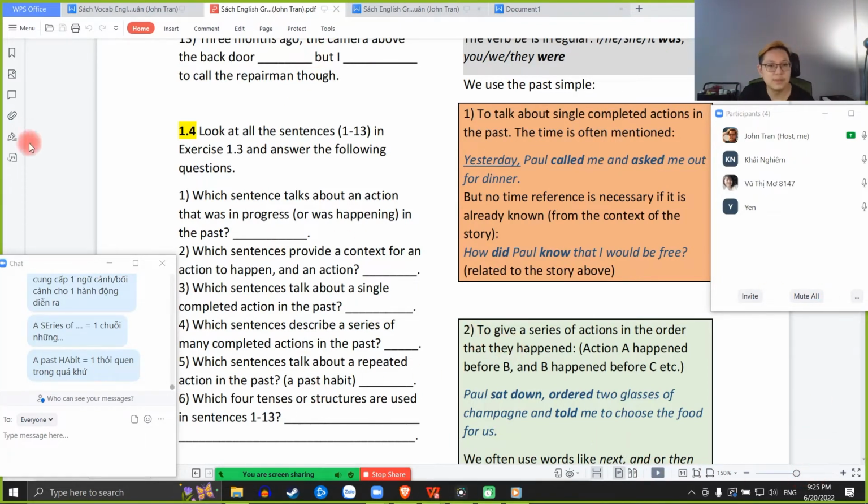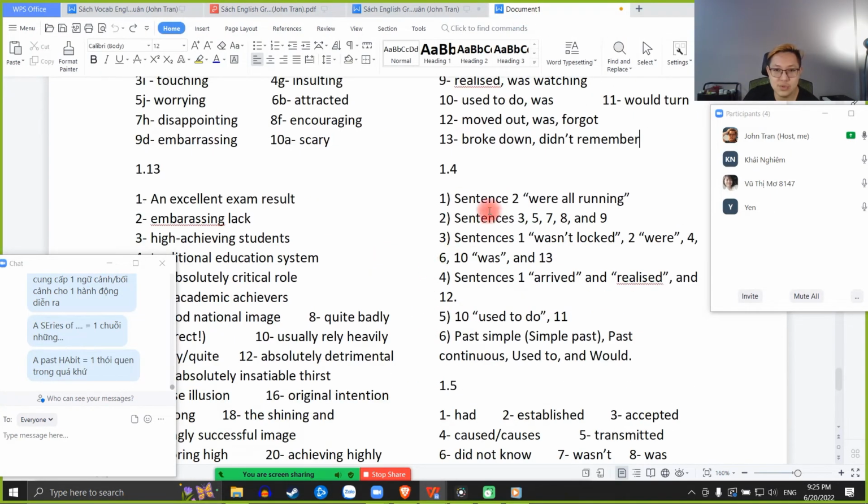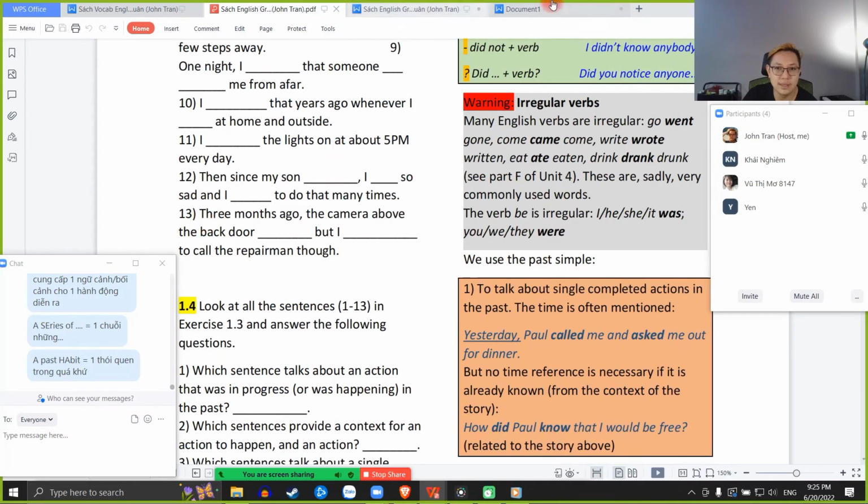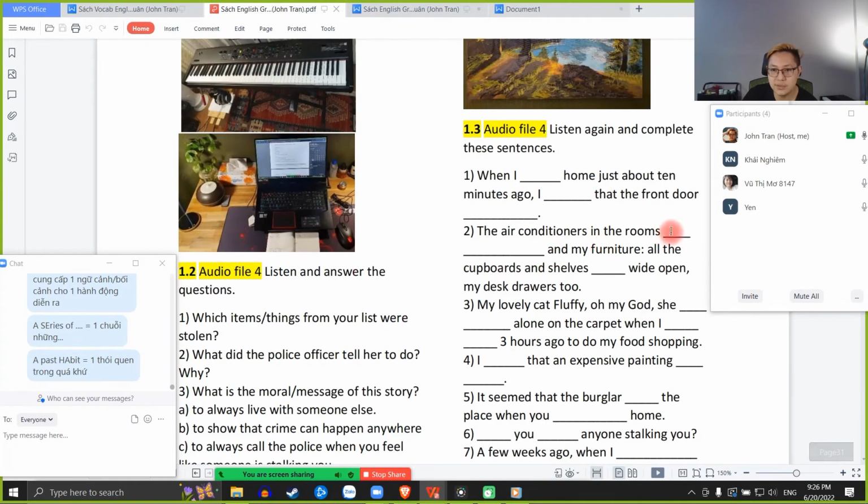Okay, now, so the sentences that talk about an action that was in progress or was happening in the past are basically sentence 2, were all running. An action that was in progress in the past, một hành động đang diễn ra trong quá khứ, đó chính là were all running. So sentence 2, the air conditioners in the room were all running. Những cái máy điều hòa nhiệt độ ở trong những cái phòng đều đã đang chạy, were all running.